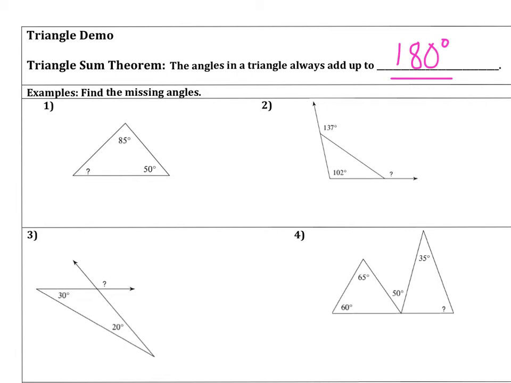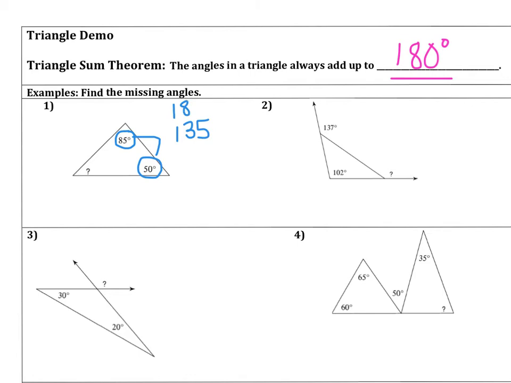So let's look at some examples here. We're going to start out with a triangle with an angle of 85 and an angle of 50, and we're trying to find this missing angle right down here. So what you want to do is add these 2 angles together. So we would say 85 plus 50, that would be 135. And we know that the sum of all 3 angles is 180.